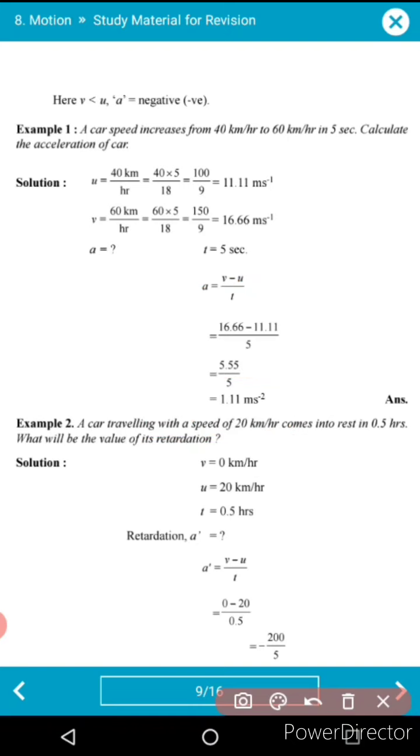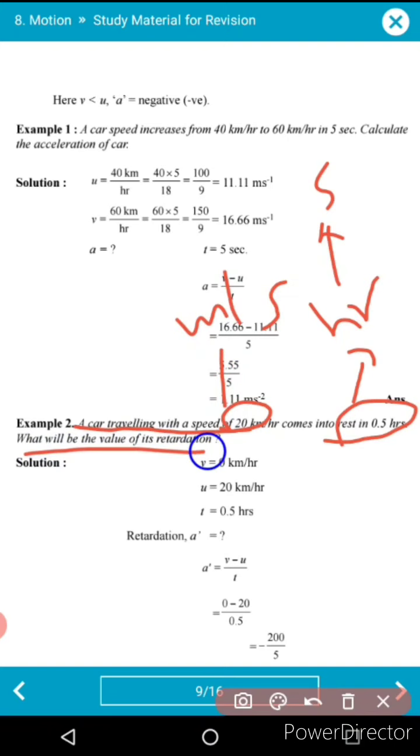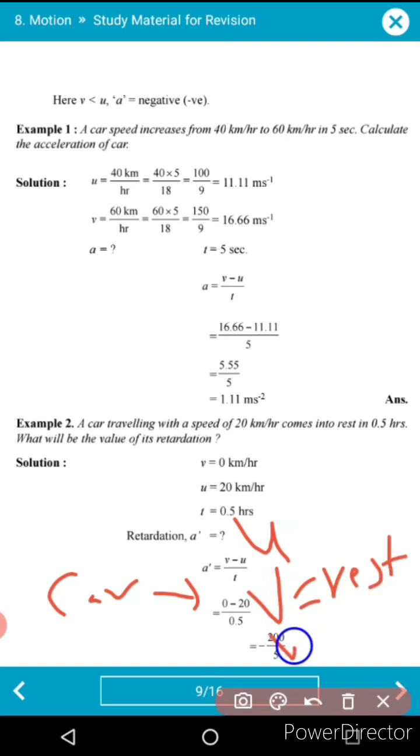Now the second case, when we apply brakes. Fine. See, a car is traveling at a speed of 20 km per hour and comes to rest in 0.5 hours. Again the data is given in hours, so we need to convert the hour into seconds, and the kilometer per hour into meter per second. Clear? So what is the value of its retardation? Now see, suppose a car is traveling with a certain speed, but when it applies the brake, the car will stop. So initially the car has velocity u, but after stopping the final velocity is at rest, so the rest velocity is 0.